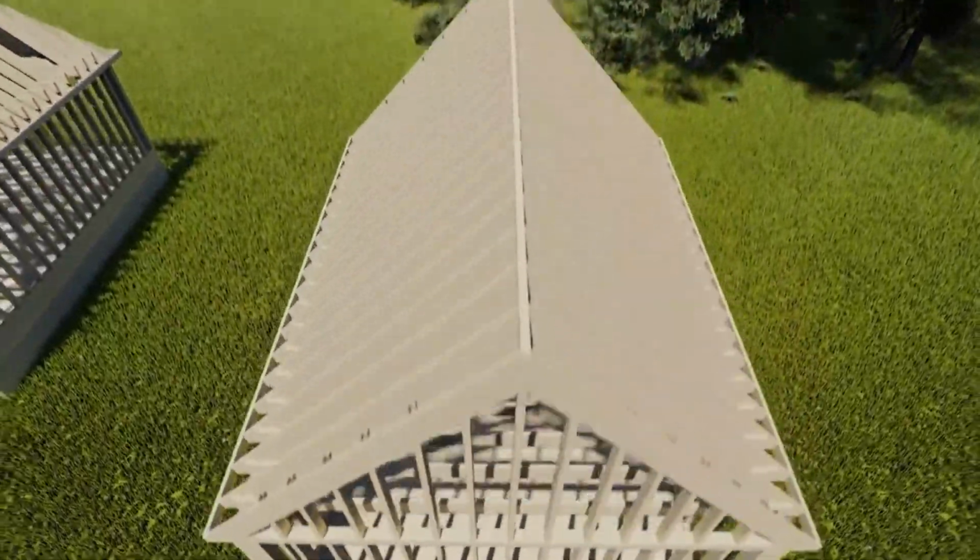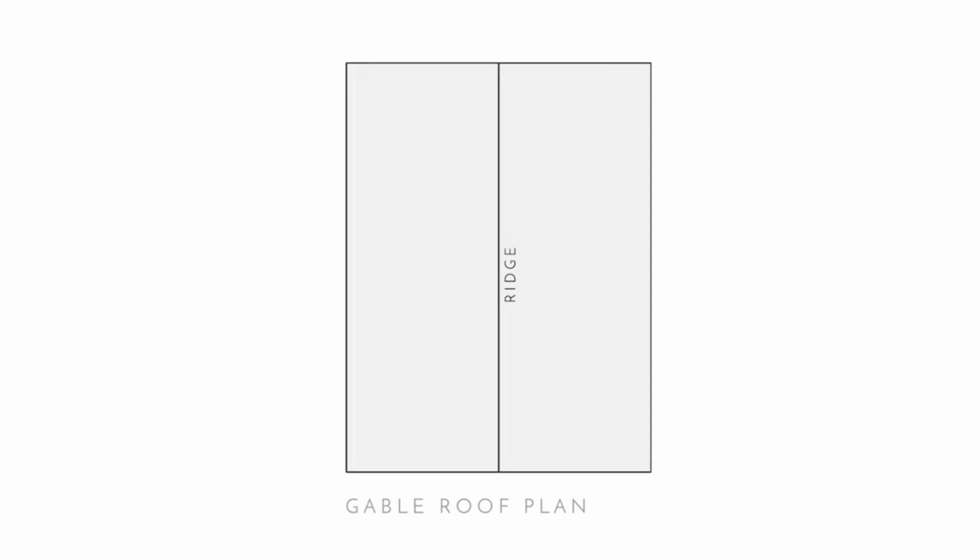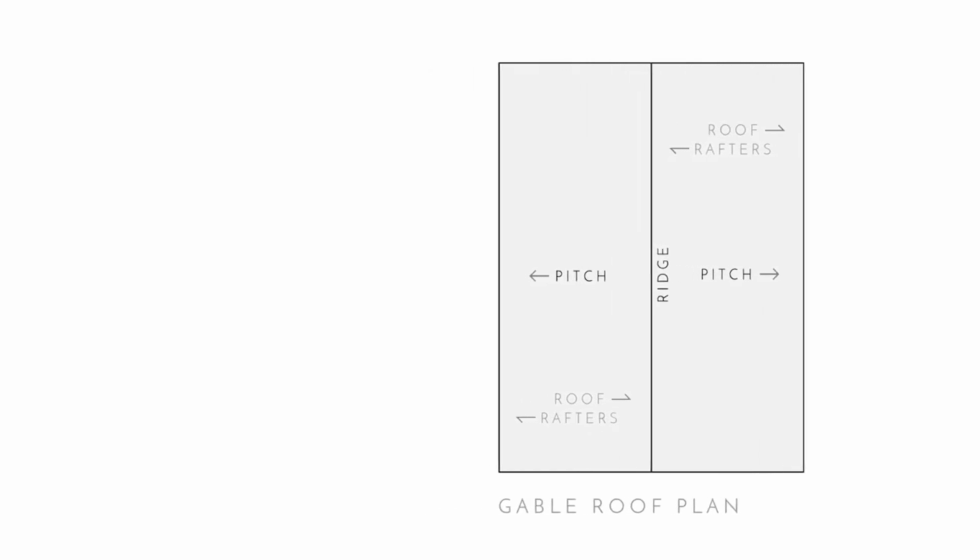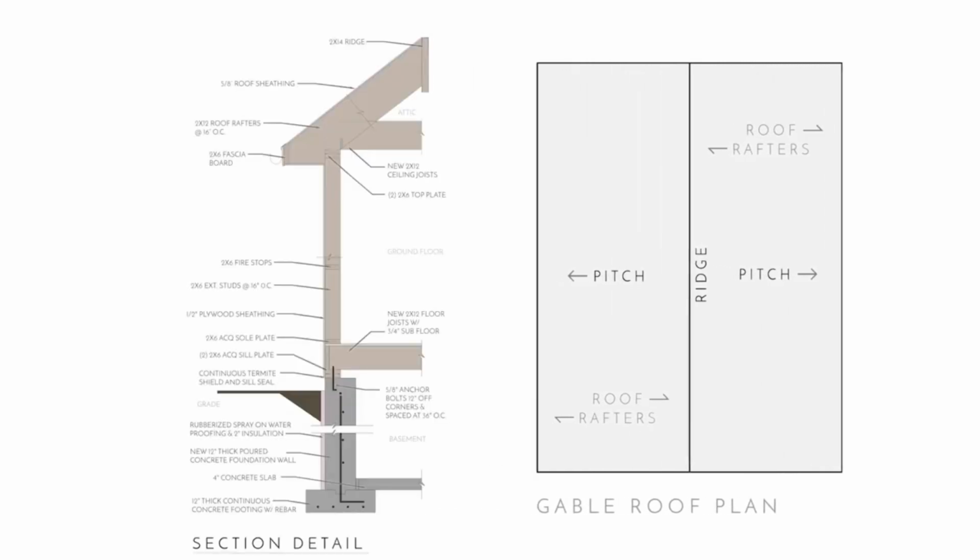Looking at a gable roof plan, you can see that there's a ridge running right down the middle, and the roof rafters run from left to right from the ridge, and all the water is pitching away from the ridge because the ridge is the highest point in the roof. The whole point of a roof in the first place is to shed all of the water off the roof and not to have any spots where water can puddle and sit.